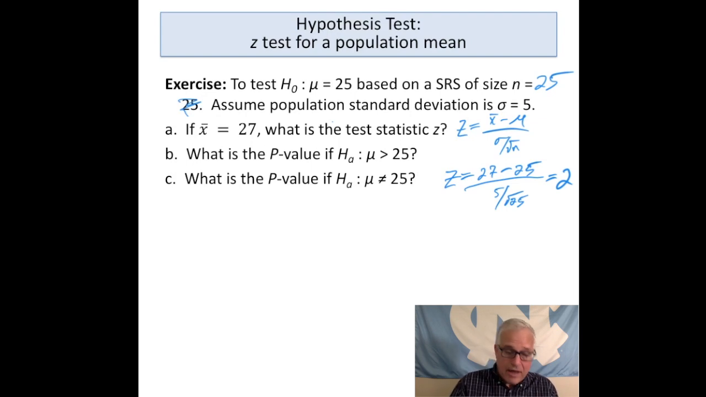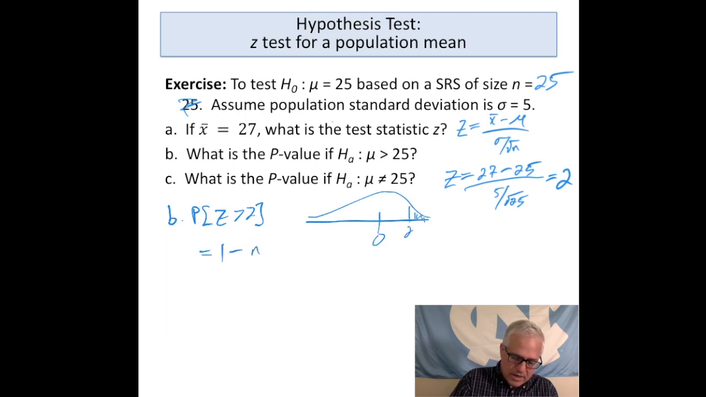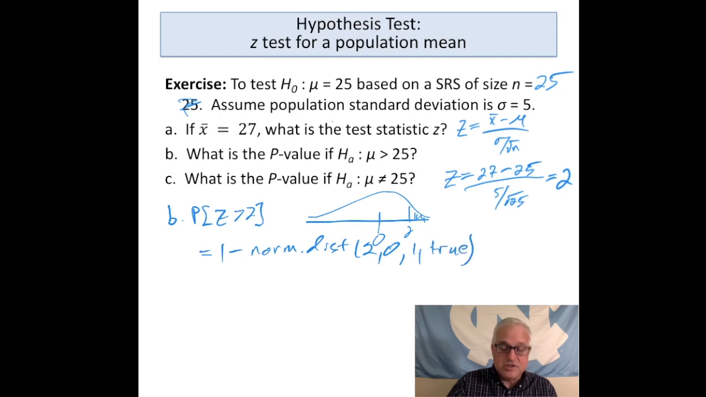but I could do the p-value, so this is B. The p-value is just the probability that we observe a z as large as 2 if the null hypothesis is true. So we draw that little standard normal distribution. We have 0, we have 2. So this is equal to 1 minus norm.dist of 2, 0, 1, true. And we already know this is around 2.5% because we know the rule of thumb for the normal distribution.